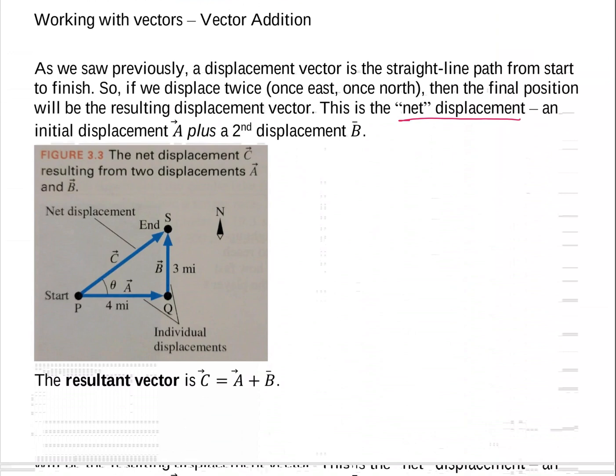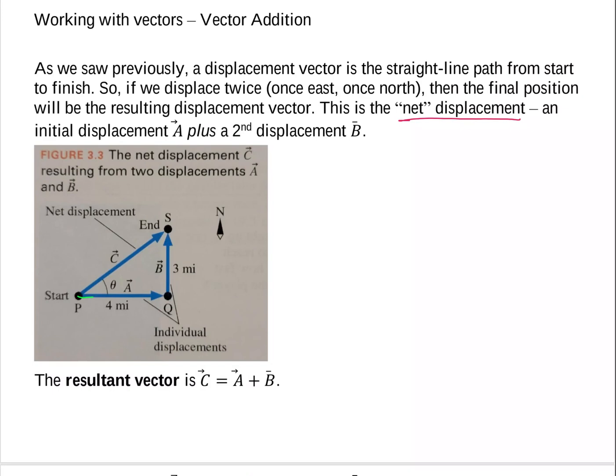So in the picture, here is our initial displacement A, and then we have a second displacement, so we stopped here for a second, and then we displaced up here to B. Okay, so if we didn't know, like if I did that, and you guys weren't watching, but you did know where I started, and then you opened your eyes and you saw where I finished, you would draw this displacement vector right here.